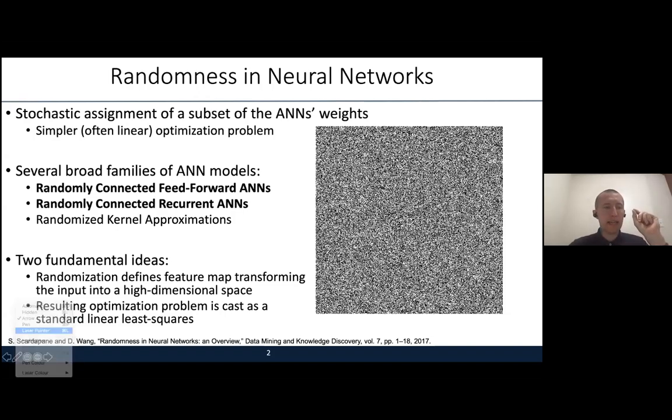The main idea is that we have two fundamental ideas when we use randomness. The first idea is that we use random values to define the feature map, which transforms our input into a high dimensional space. The second fundamental idea is that the resulting optimization problem can be cast as a standard linear least squares problem. That is an advantage because we don't have to use iterative optimization methods. We can simply use standard regression to get the rest of the weights of the network.